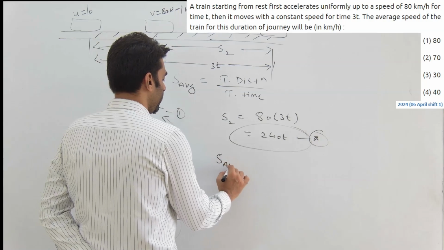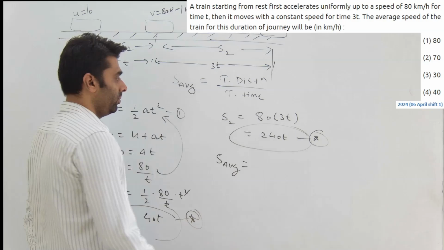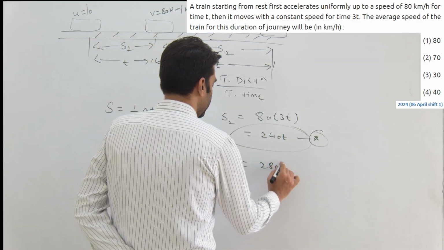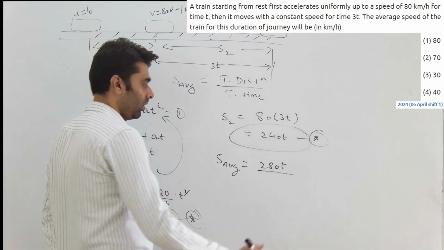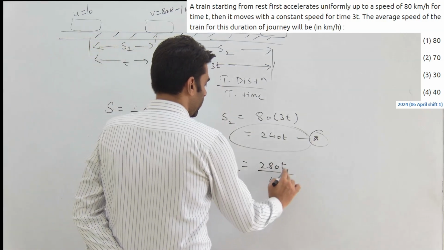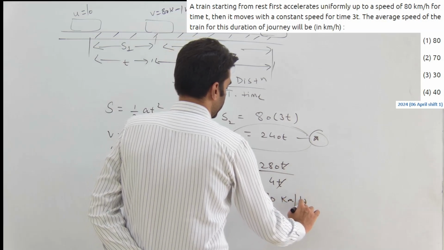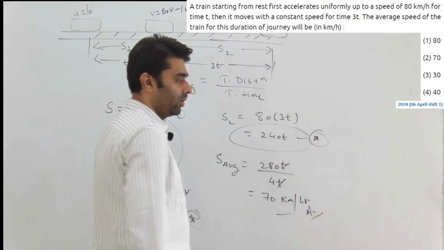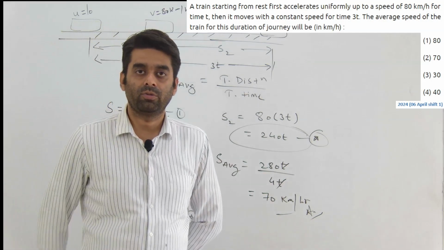Speed average will be equals to total distance 240t plus 40t, that will be your 280t divided by total time. Total time is t plus 3t, which is your 4t. T cancels out, we get over here 70 kilometer per hour, right? So your speed average is 70 kilometer per hour. Let's move to the next question.